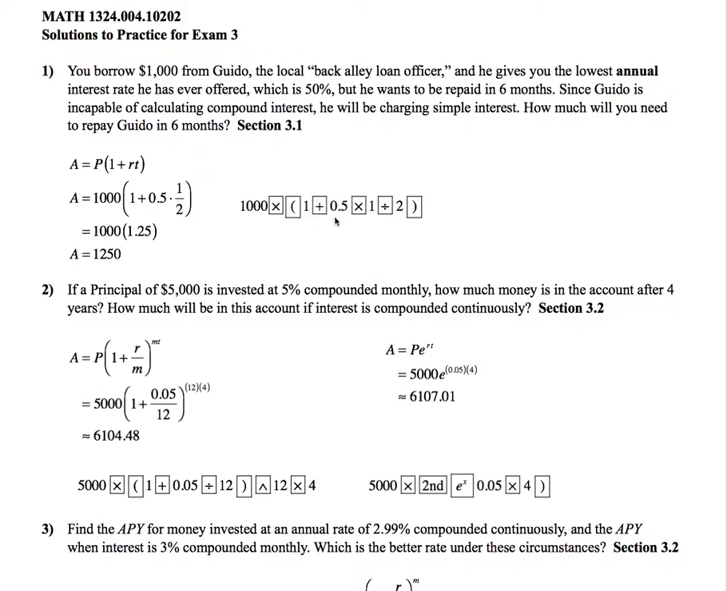And in any case, here are all the keystrokes. 1,000 times left parenthesis 1 plus 0.5 times multiplication 1, and then divided by 2, and then right parenthesis. Of course, a lot of this stuff inside these parentheses you probably could have done in your head or as scratch work before entering it into the calculator, but there are the keystrokes if you want to do everything all at once.